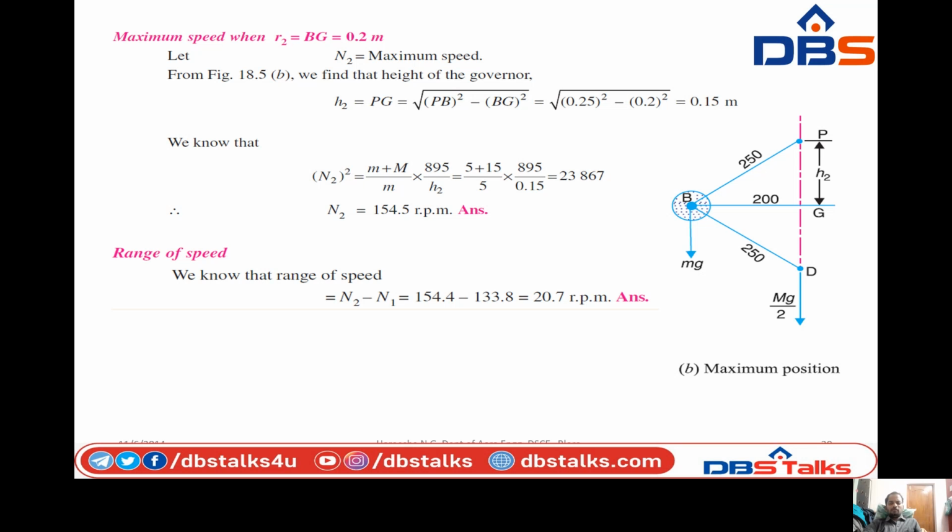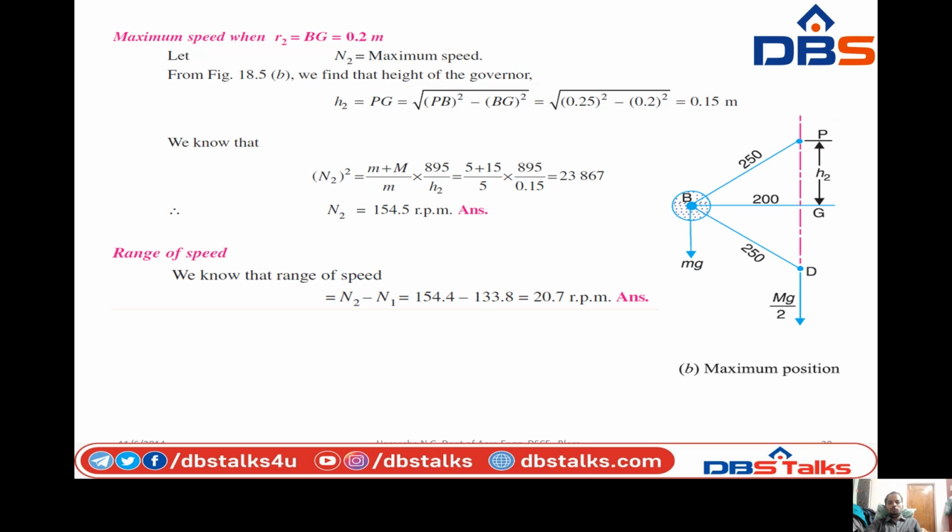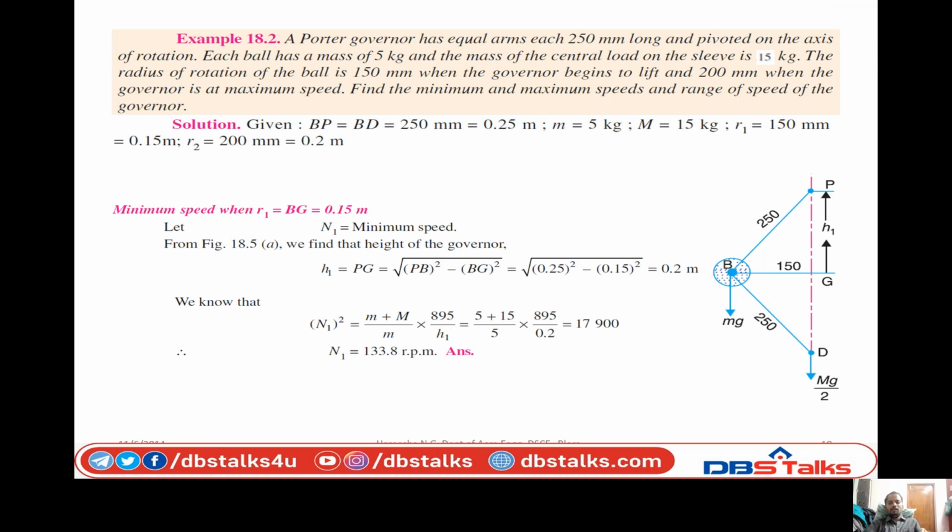And then, depending on the radius, how to identify the speed of rotation? You know the relation: when the speed increases, the height decreases. When the speed increases, the height decreases. If you compare these two diagrams, H1 is more than H2, and at the same time just see the speeds. That is the maximum speed for H2. For maximum speed, the height is not limited.